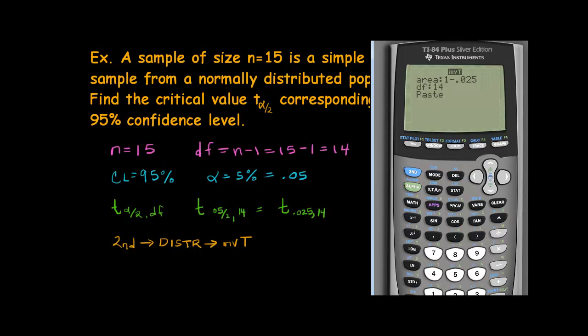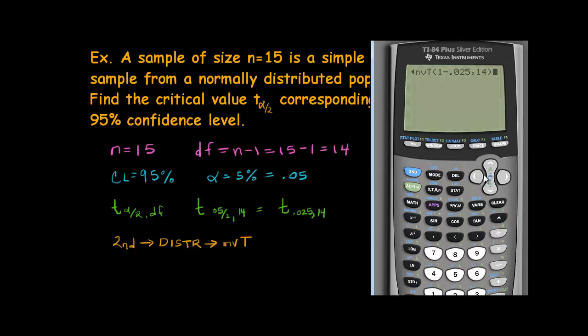Tab down and enter. Now notice how it gives this to me now. It gives it to me in these parentheses with first the area to the left, comma, degrees of freedom. Some calculators this is what the entry looks like. You actually type in area to the left, comma, and then degrees of freedom. So yours might look a little bit different than mine did, but right here is maybe what yours looks like, where you would type in the parentheses 1 minus 0.025 comma 14, close parentheses.